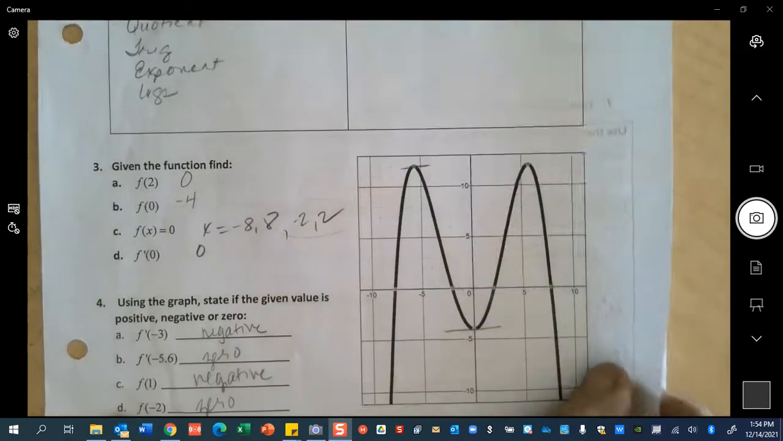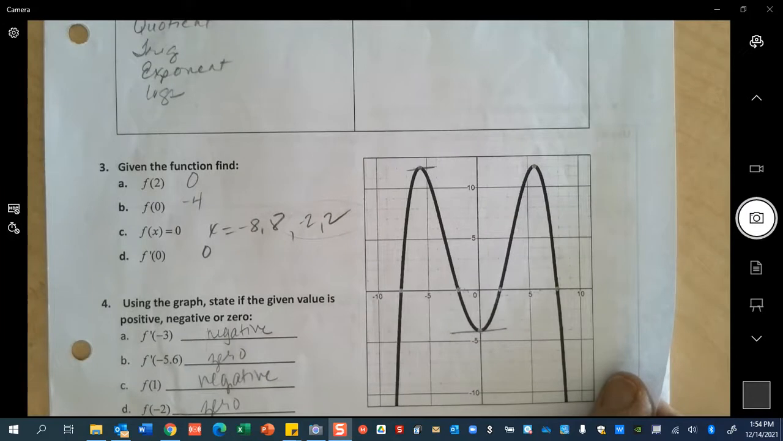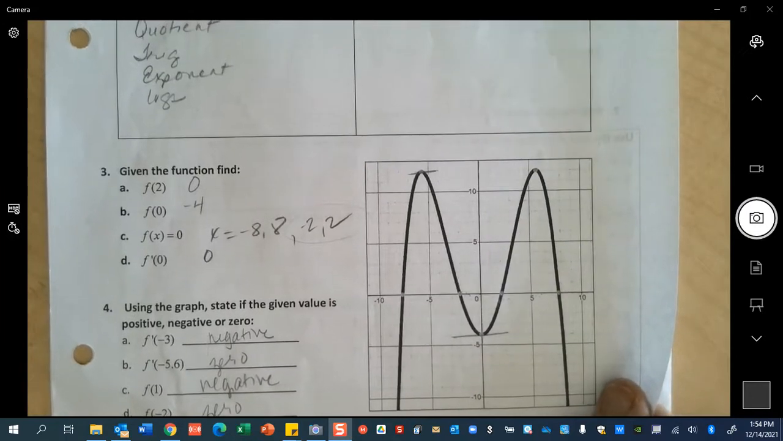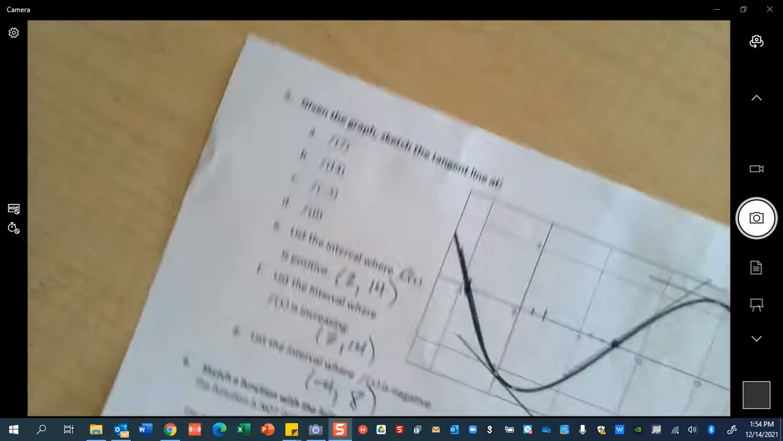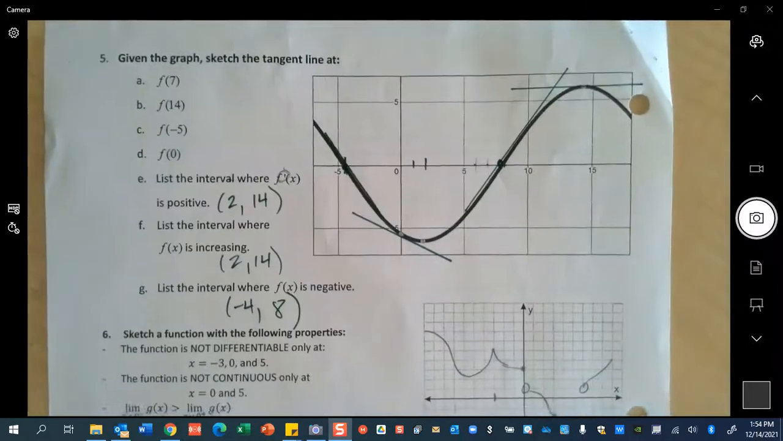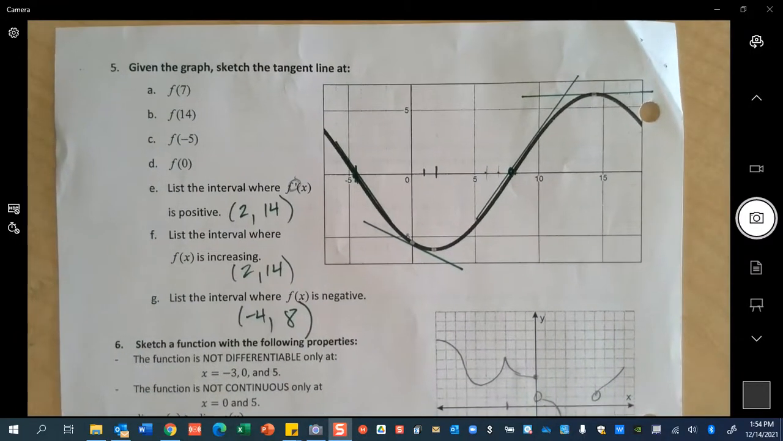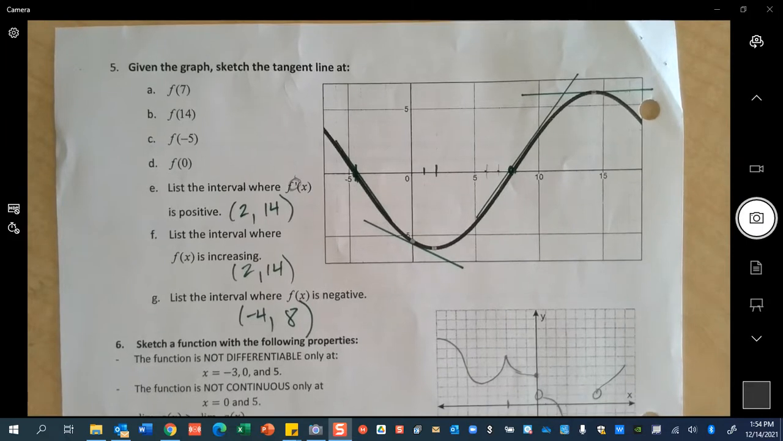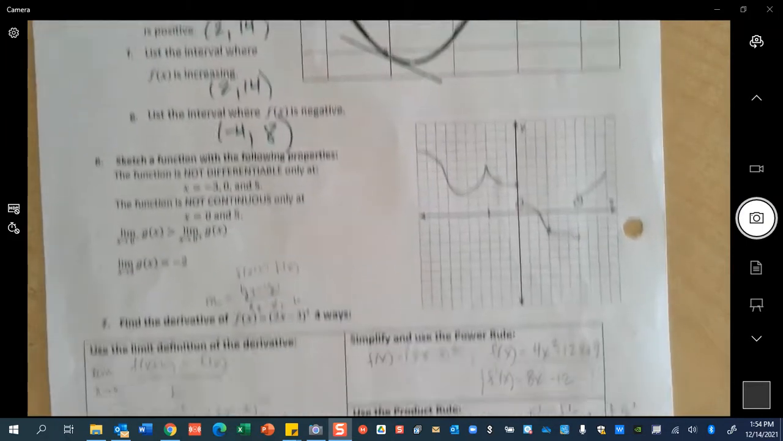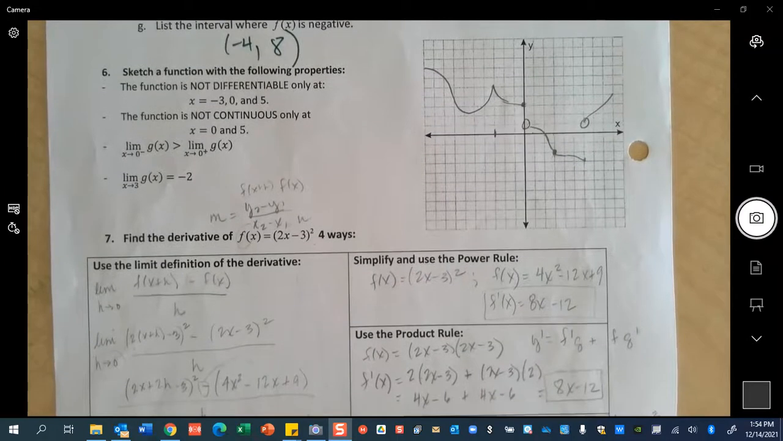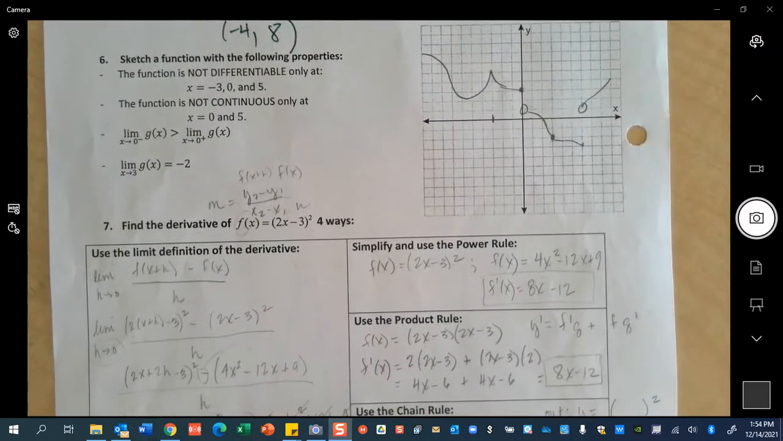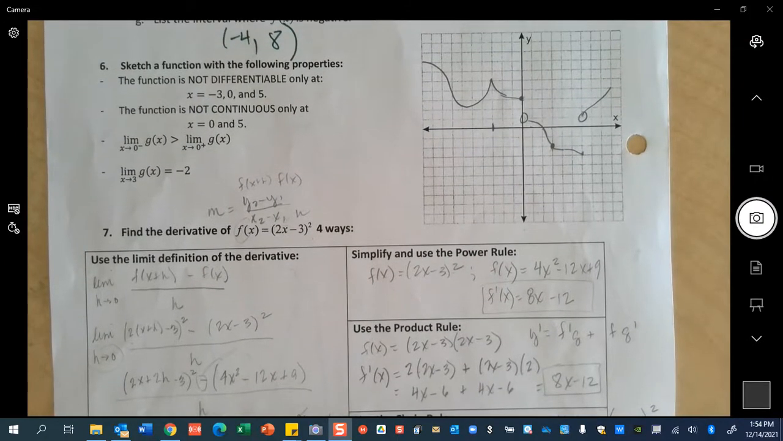Anything on the front give you drama that you want to talk about? All right. Let's talk about this page. Anything here give you drama that you want to talk about? Anything here give you drama? Go ahead. Number 6. Sure.